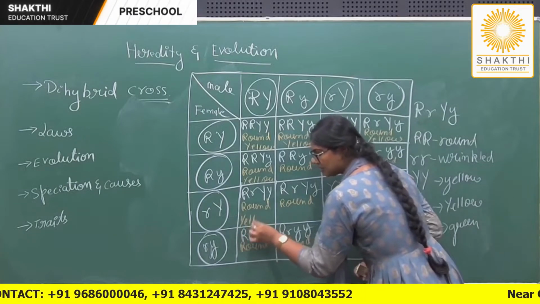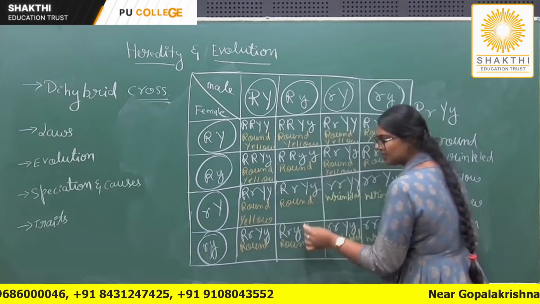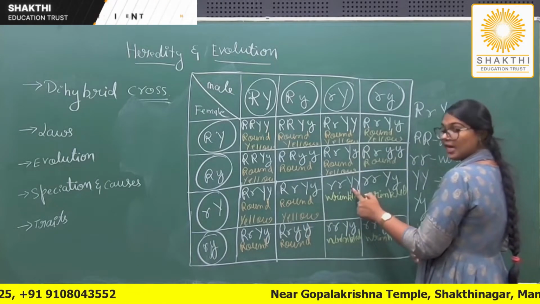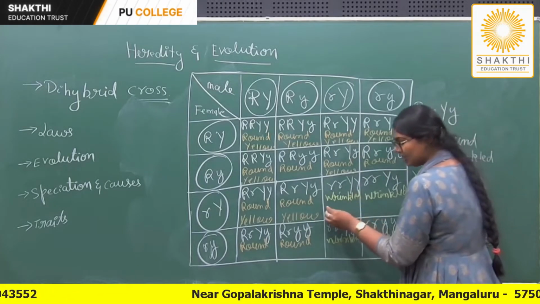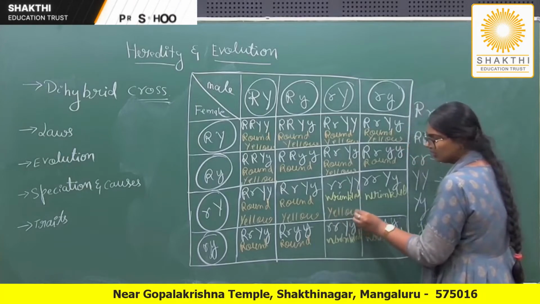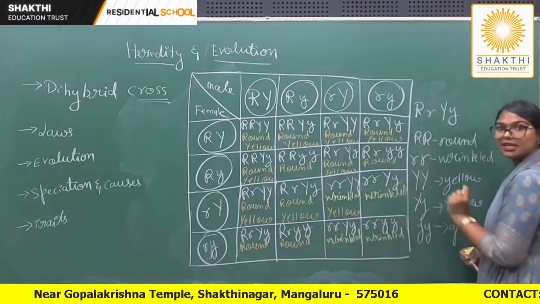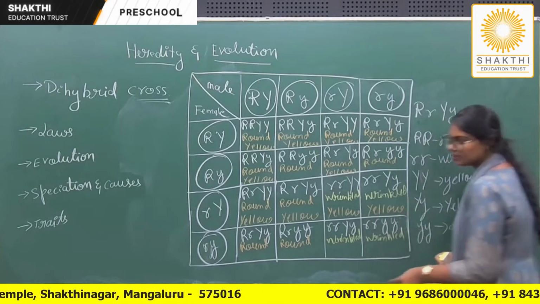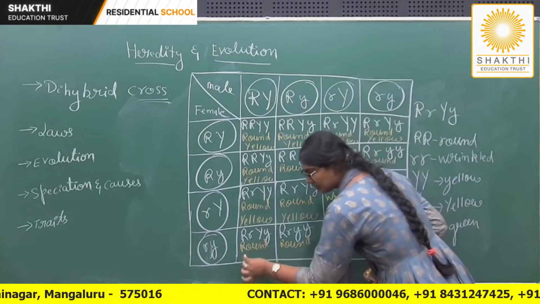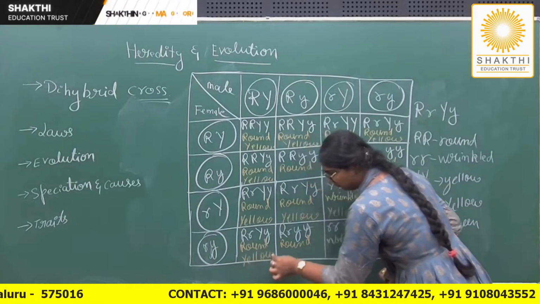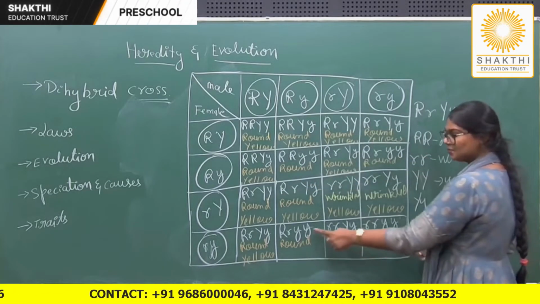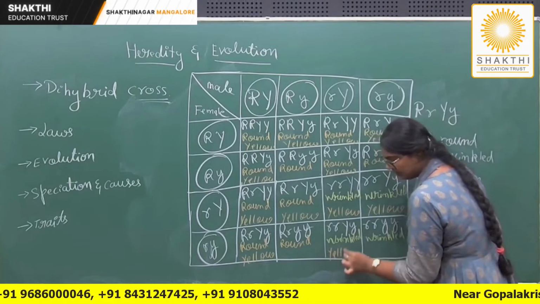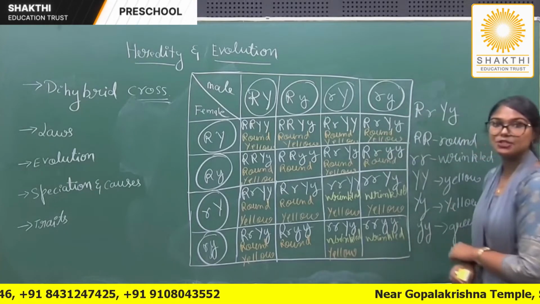Capital Y. Next, capital Y, small y is yellow. Capital Y is yellow. And we have capital Y, small y, again yellow. Only in this row we will have two greens. So this is yellow. This will be green because it's small y. Capital Y, small y will be yellow. And this is going to be green.